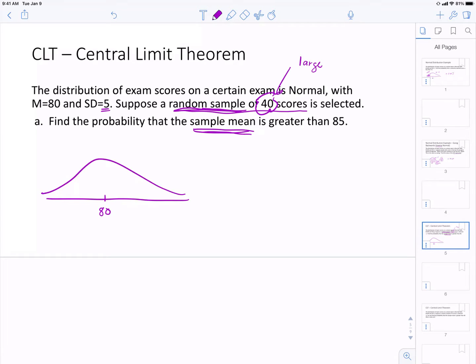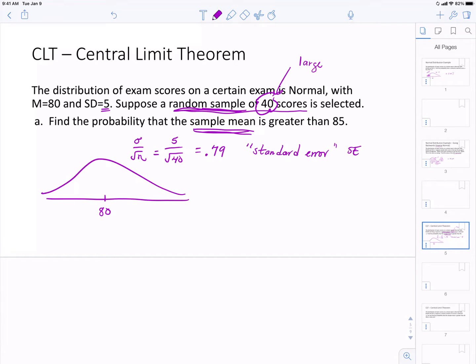The spread is going to be given by this formula, standard deviation divided by the square root of sample size. So in this case, 5 divided by the square root of 40. And if we just grab a calculator and do that, that comes out to be 0.79. Now this spread is called the standard error, and we abbreviate that SE, but it's really just the standard deviation of this picture.